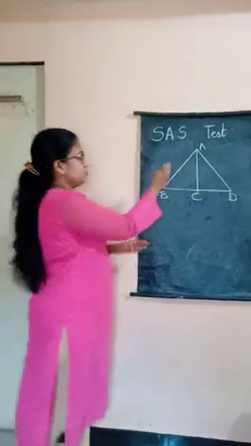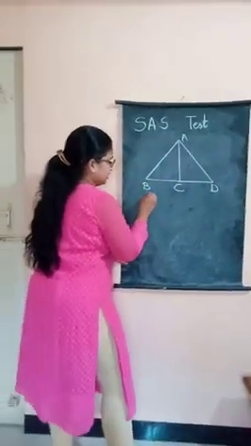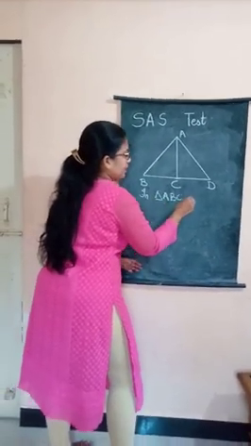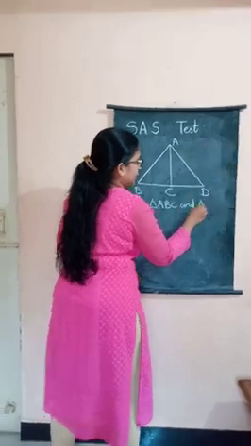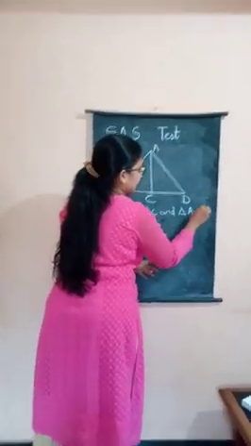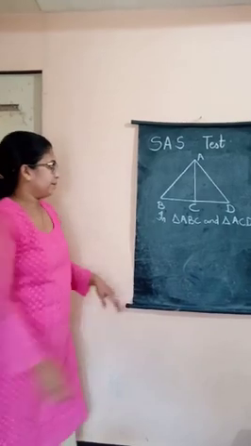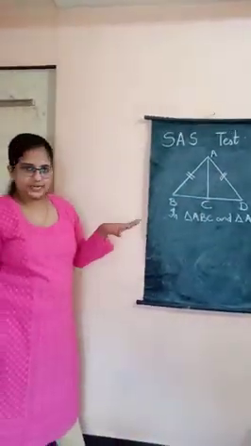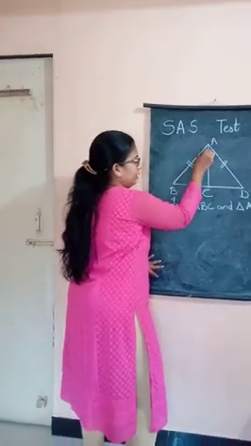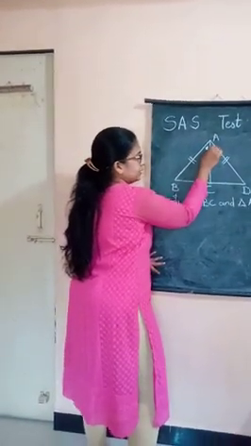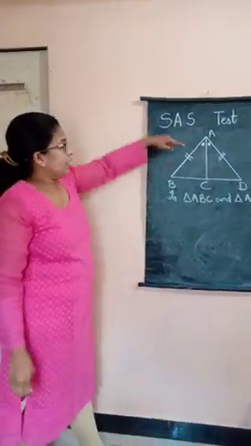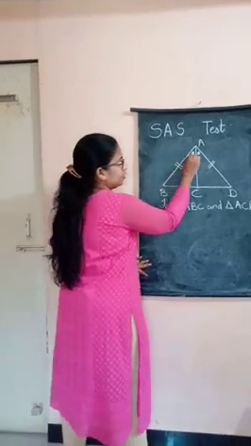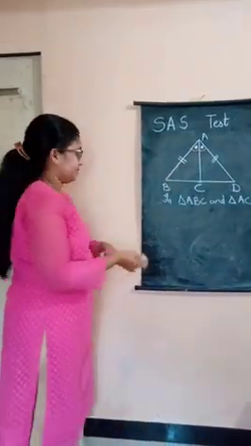Suppose you want to check whether triangle ABC and triangle ACD are congruent or not. They have given us that side AB is congruent to side AD and this angle is congruent to this angle. We won't name this angle as angle A. We will be writing it in 3-letter form. So let us see how that is done.